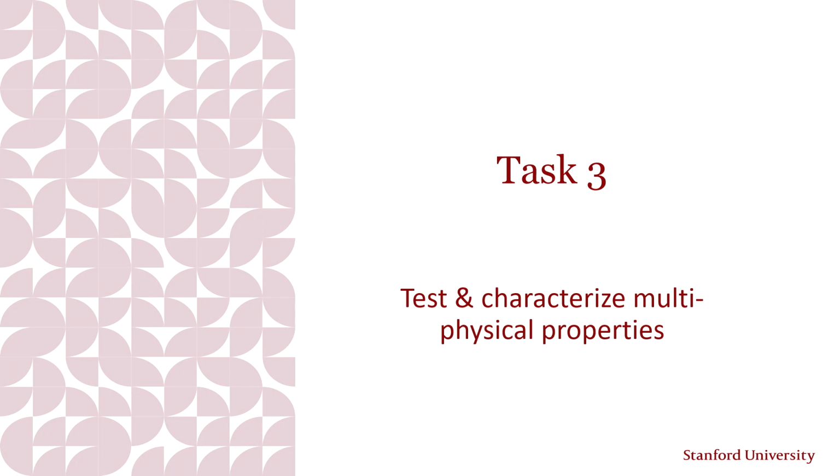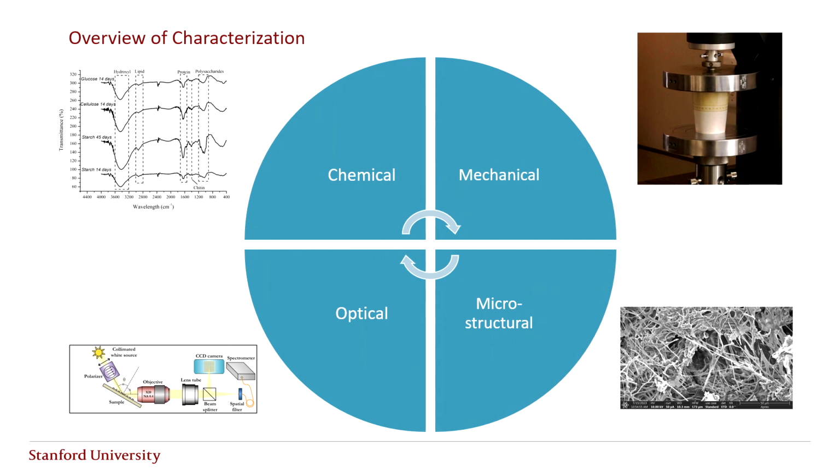And then finally, moving on to task 3, we want to be able to test and actually characterize these multi-physical properties, understand how this material works. So this is just an overview of some of the characterization tools that we can use. There's so many more. I'm a material scientist, so I kind of geek out on the characterization part. But some of these are the 4 main that I will be looking at: chemical, mechanical, optical, and microstructural.